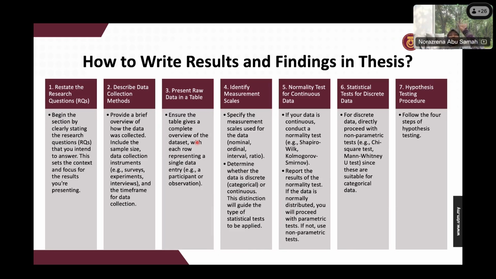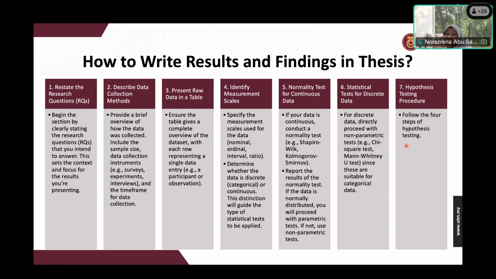Then after you present the data, you mention that this data, for example, is ratio scale. Therefore, we can run the parametric test. However, the first thing we need to do is identify whether it is normal or not. We need to run the normality test first. If it is normal, then you run the parametric test. If it is not normal, then you need to run the non-parametric test. Okay, and then follow the hypothesis testing procedure, those 4 procedures.